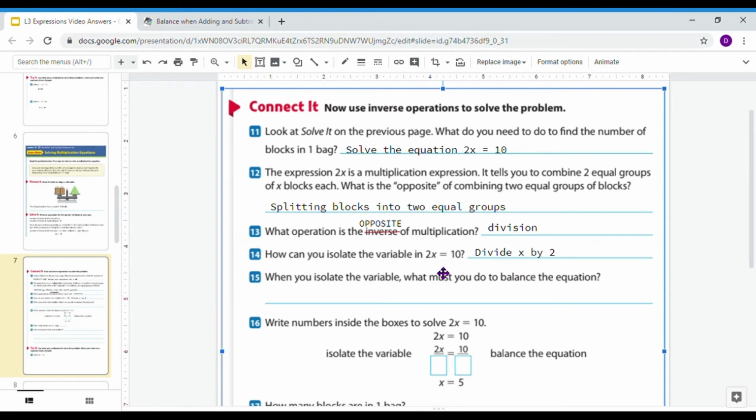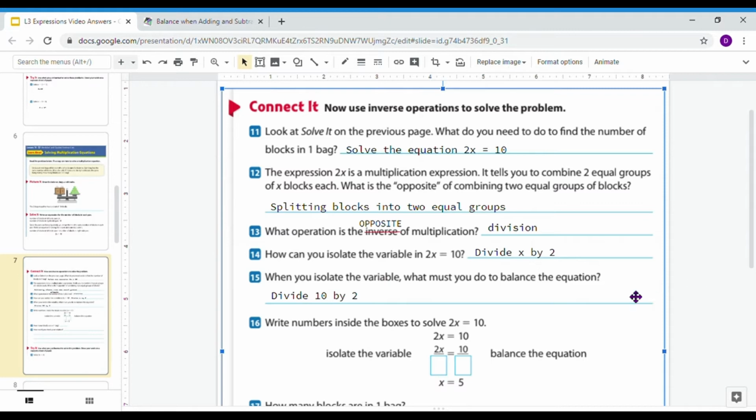And then remember, whatever you do to one side, you have to do to the other. That's balancing the equation. So if we divided x by 2, then we're going to have to do the same thing on the opposite side with the 10 and divide that 10 by 2 as well in order to keep that equation balanced.